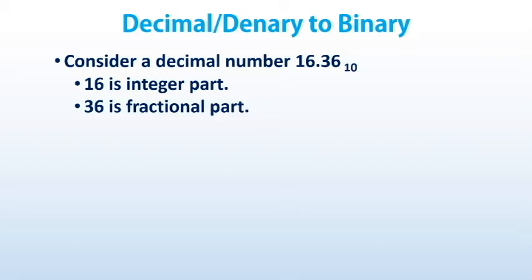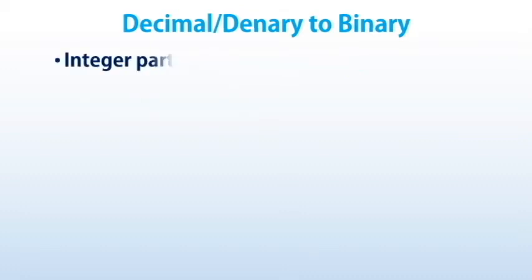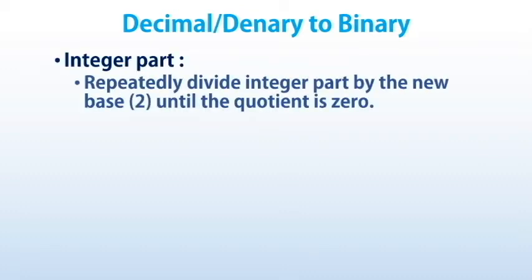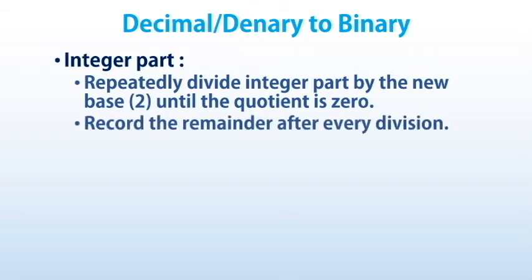So how to solve the integer part? We will repeatedly divide this integer part by the new base, that means binary, which is 2, until we get the quotient as 0. We will keep on noting down the remainders after each and every division, and once we get the quotient as 0, we will read these remainders from bottom to top.